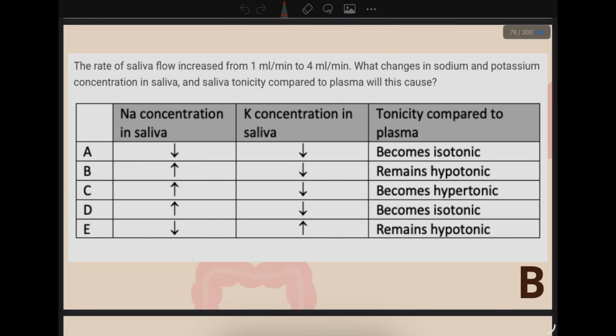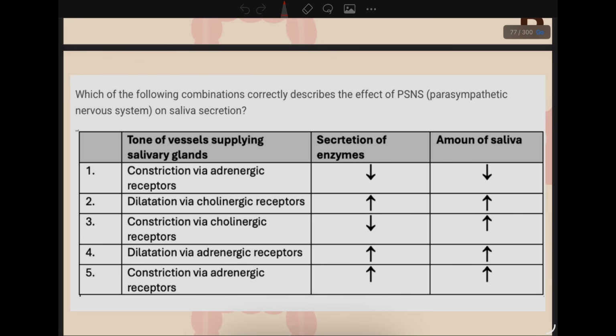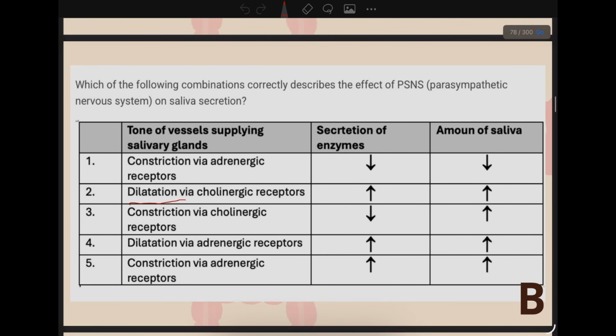And it's B. Now, we said we increased the flow rate, right? So this and this are gone, because when you increase the flow rate, the concentration of sodium increases. And for the potassium, it will be one of the 3 remaining cells, so this is what we will be judging based on. Does the saliva become isotonic again? Never. Hypertonic again? Never. So it can't be anything but B. It remains hypotonic, sodium increased, potassium decreases. The answer is B.